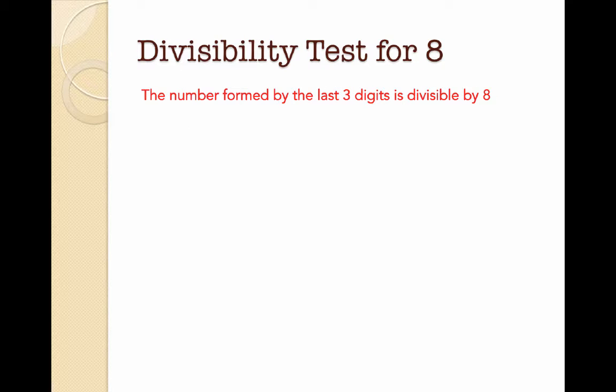For 8, alright, this one's not as easy as the others, but the rule is if the number formed by the last 3 digits is divisible by 8, then the number is divisible by 8. Let's have a look at what that means. So for our number 12,345,678, I'm just looking at the 678, and I'm trying to work out, does 8 go into that? Now I know this doesn't seem like a very good divisibility test, but it does save us working out if 8 goes into the first 1, 2, 3, 4, 5 as well.